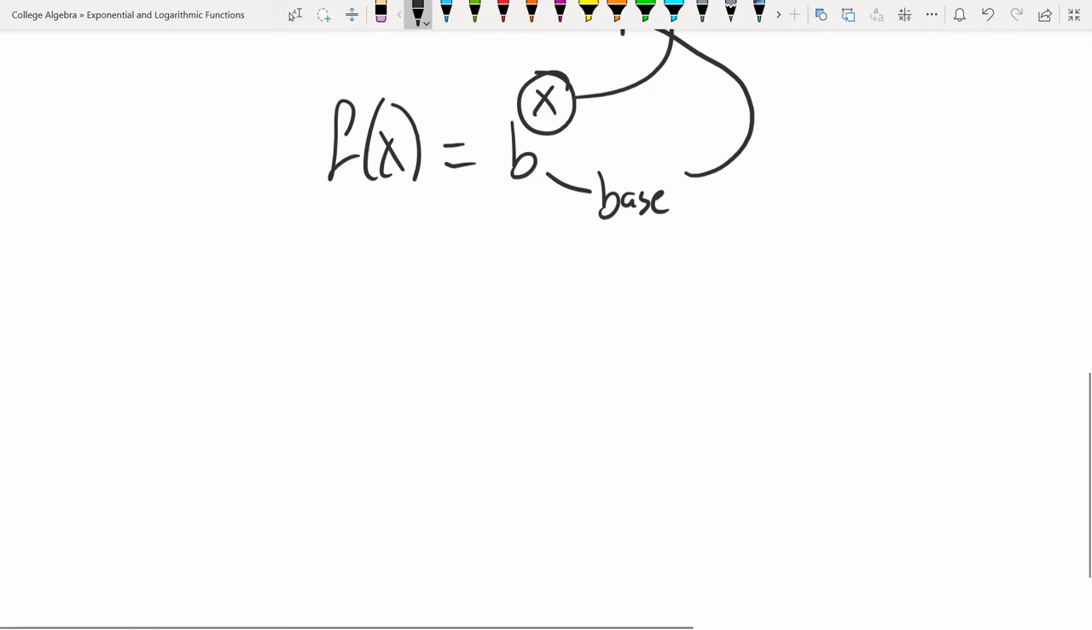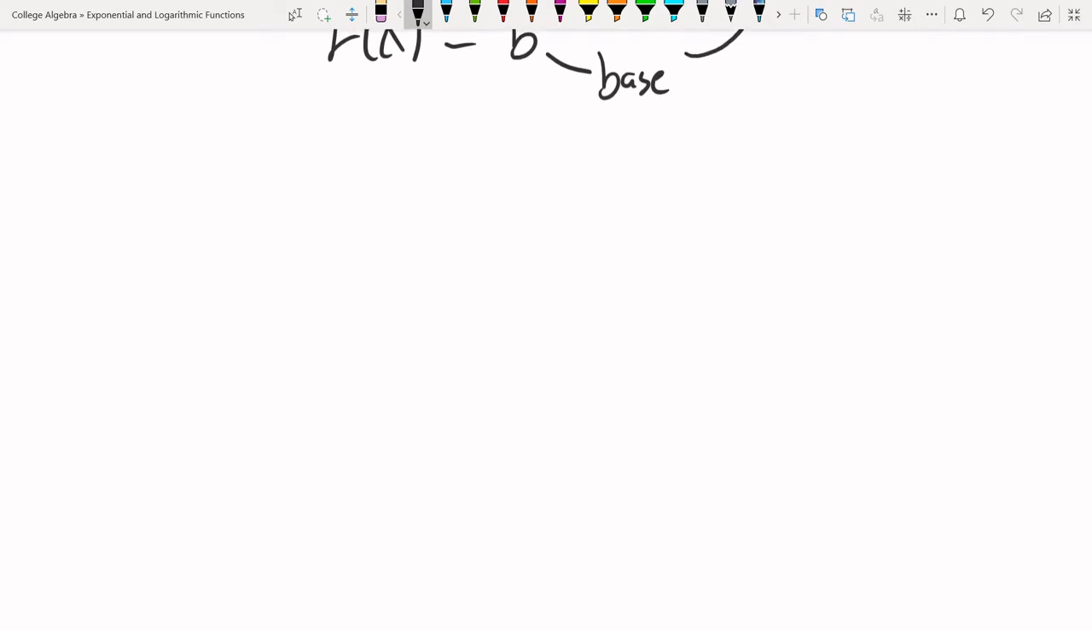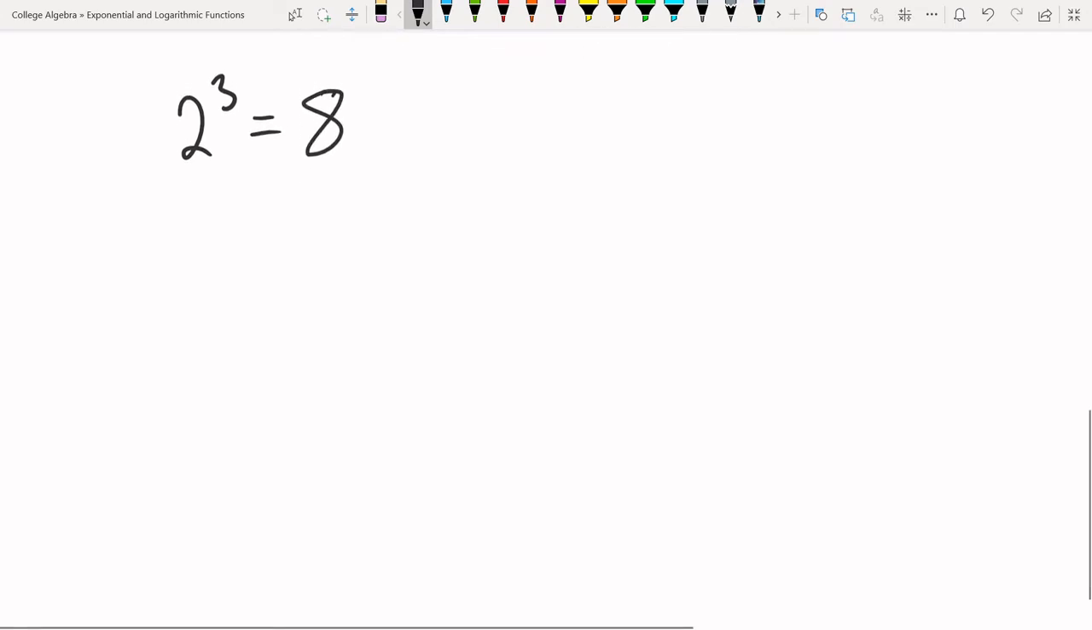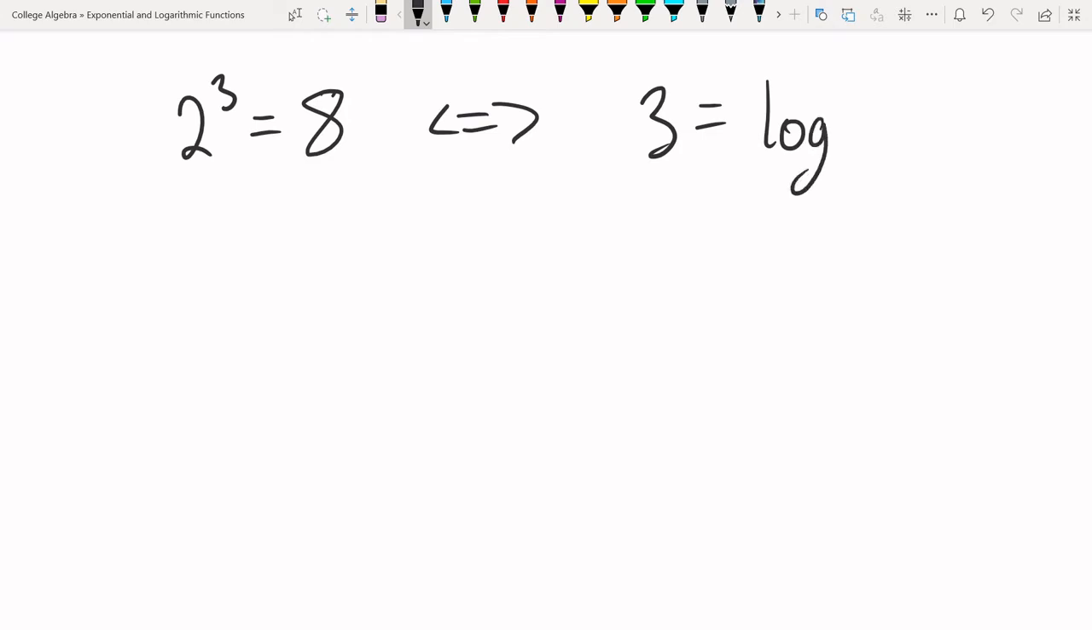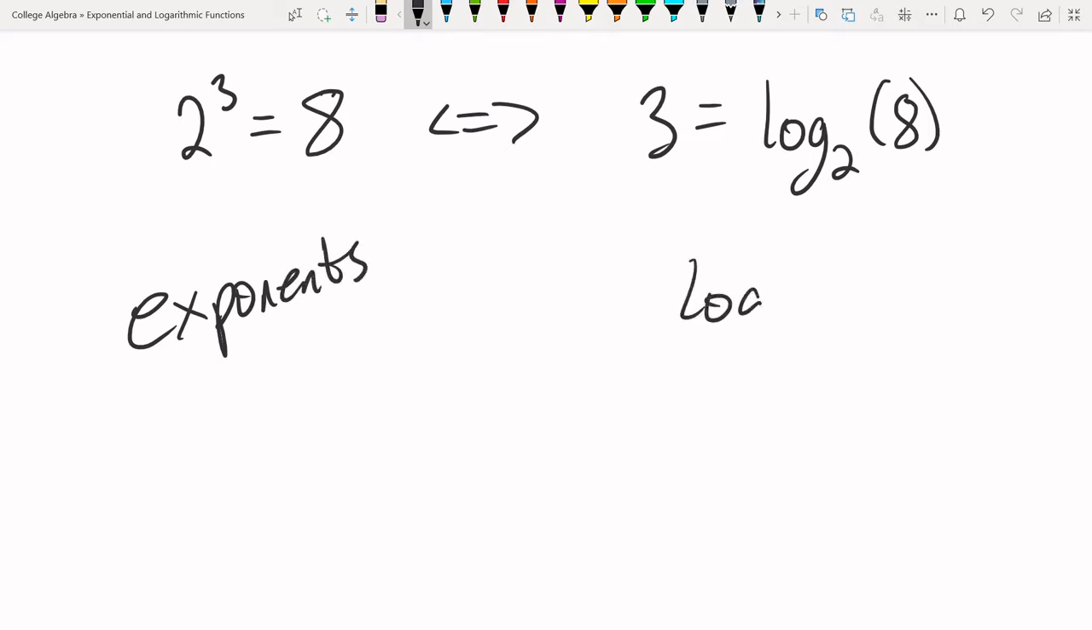So for instance, 2 cubed equals 8. Then I can rewrite this as 3 equals log base 2 of 8. It's the same thing but written in a different form. This one uses exponents, and this one uses logarithms.